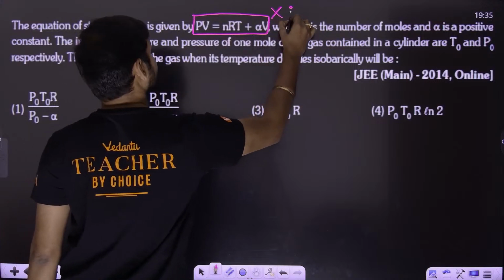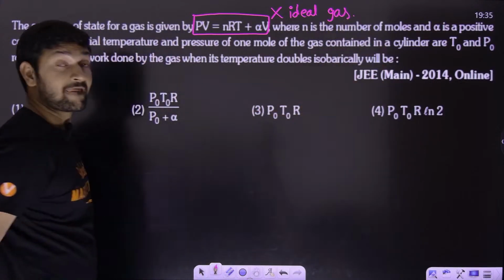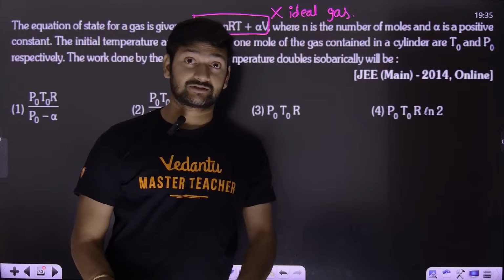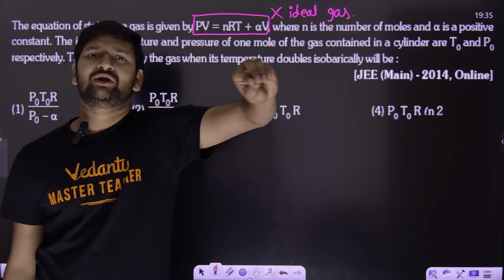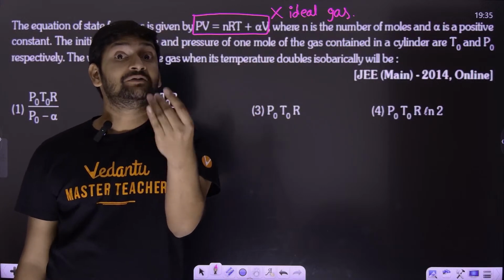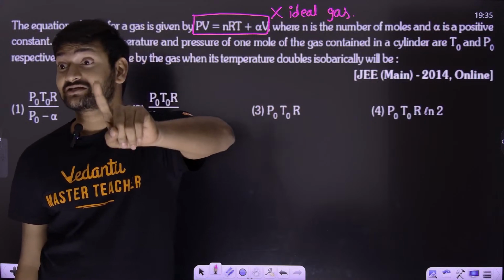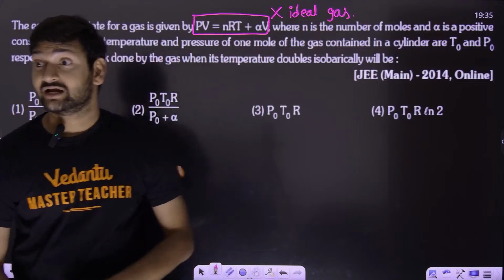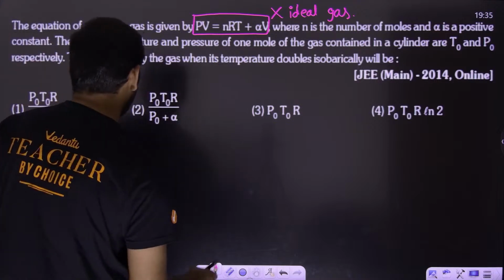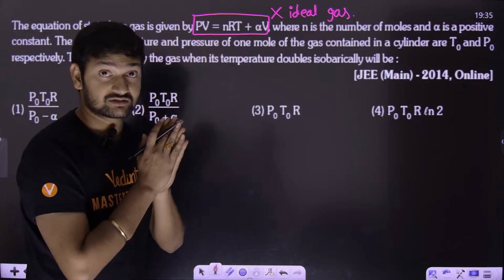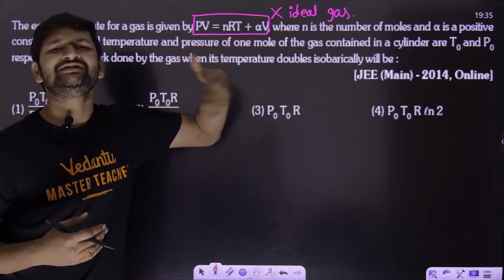This is not an ideal gas. Although in physics, 95% of the times we will talk about ideal gases, but sometimes we won't come across ideal gases, we will come across real gases. Now this is a real gas, or at least it's not an ideal gas. It's not PV is equal to nRT, it is something else.